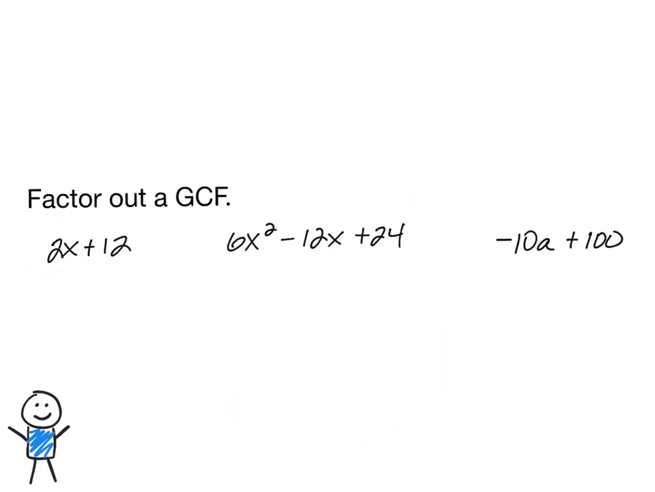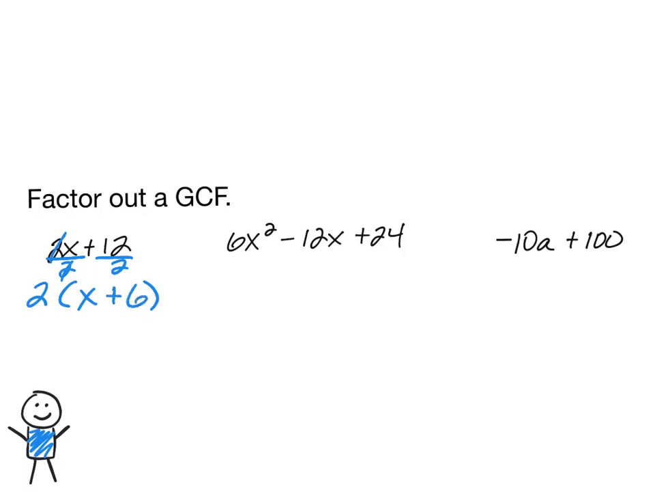Now let's try a couple of examples of factoring out a greatest common factor. This one on the left, the 2x and the 12, I'm going to start with my smallest number and see if it goes into the larger one. 2 does go into 12, so I'm going to factor out a 2, and don't forget to write what's left. So I'm going to divide out that factor of 2 from both of them. 2x divided by 2 leaves me with just an x. 12 divided by 2 is 6.